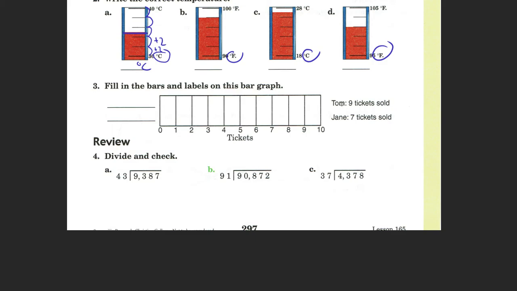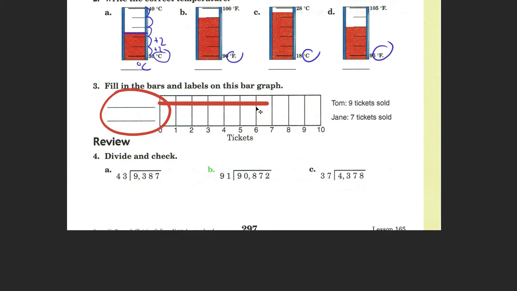Number 3, fill in the bar and labels on this graph. So Tom sold 9 tickets and Jane sold 7 tickets. So how would you label this graph? Well, it needs to go here. And after that, whoever name you wrote on the line here. So if I had Jane here, then I would need to draw a line up to what point? She sold 7 tickets. So how do I show 7 on this line graph here?